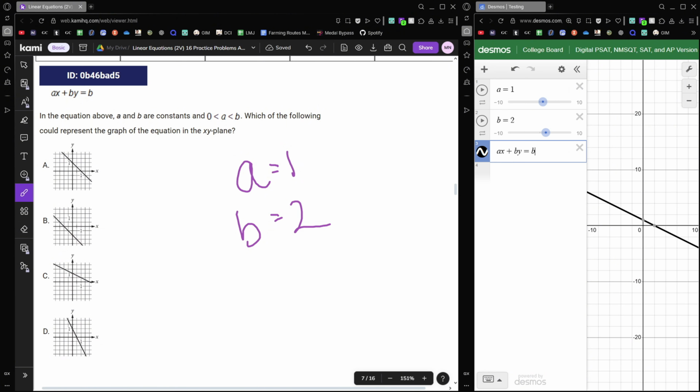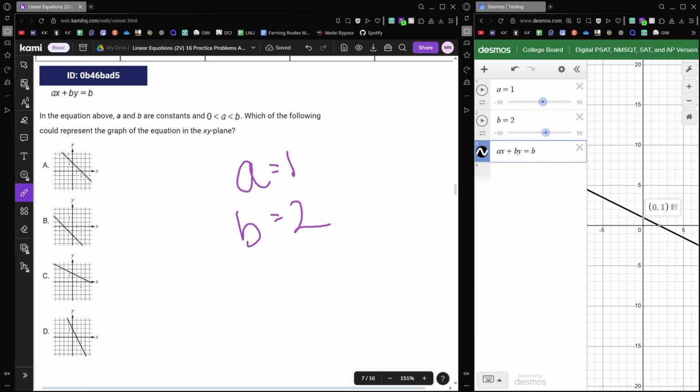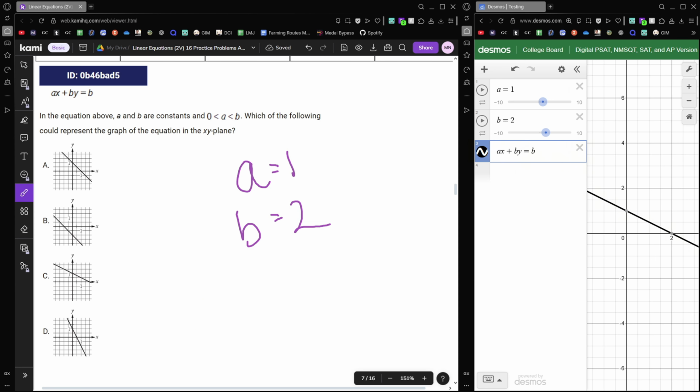Alright, so I went ahead and typed everything into Desmos, and now we have our line. You notice that the y-intercept is going to be at 1, which means we can instantly get rid of B, because the y-intercept isn't at 1. And you should also notice that the slope is less than 1. If you go ahead and calculate the slope by doing rise over run, you'll notice that the rise is negative 1 and the run is 2, which means our slope is negative 1/2. That means we can get rid of A, which has a slope of 1, and D, which has a slope of 2. That means our answer will be C.